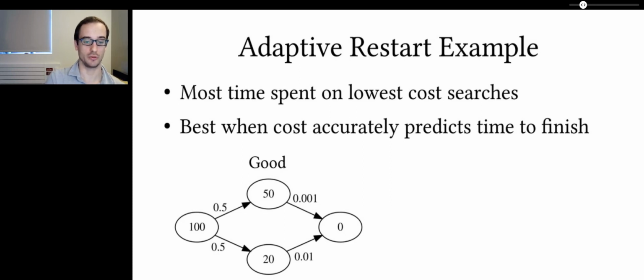Here we have a Markov chain where there's 2 states with different costs, and the lower cost state has a significantly higher chance on each step of reaching the goal state than the higher cost state. Because the adaptive restart algorithm spends most of its time on that low cost state, it will do better than the Luby algorithm on this Markov chain.